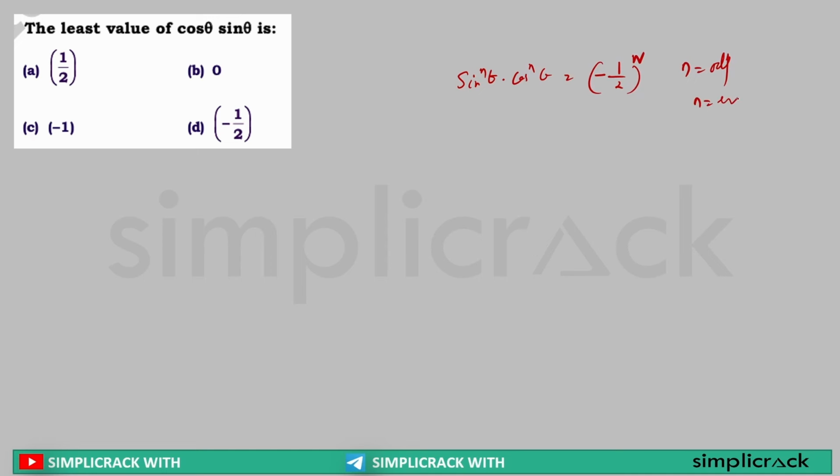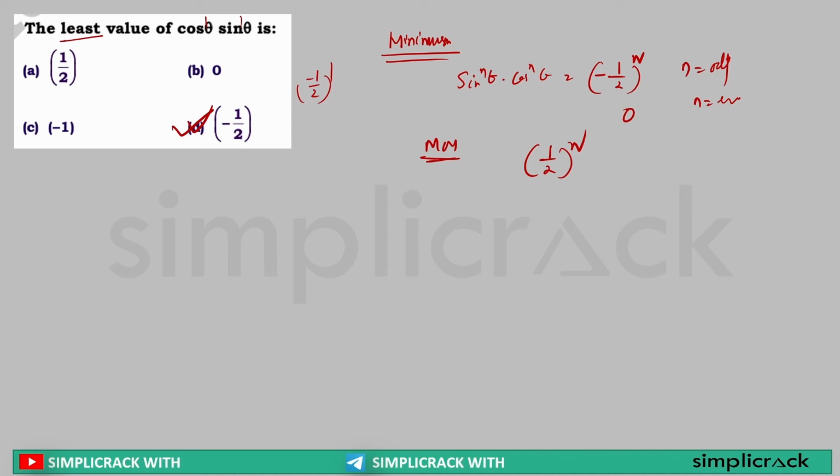If n is even, it is 0. This is for minimum value. For maximum value, it is 1 by 2 to the power n. In any case, now it is asking about the least, that means the smaller value. So here 1 is the power, that means it is odd, so it will be minus 1 by 2 to the power 1, that is equal to minus 1 by 2, option D.